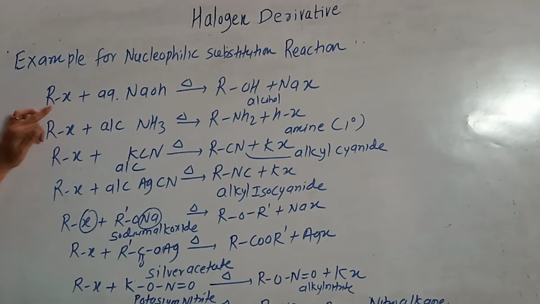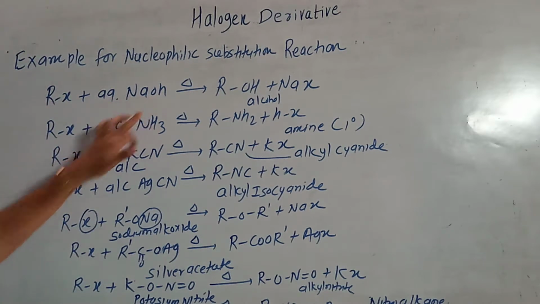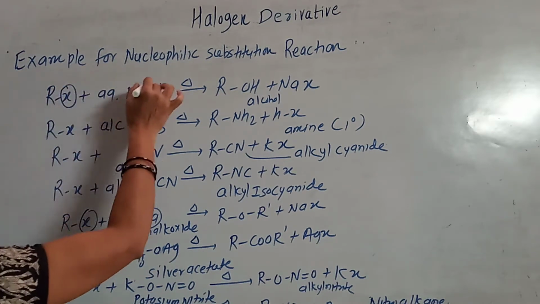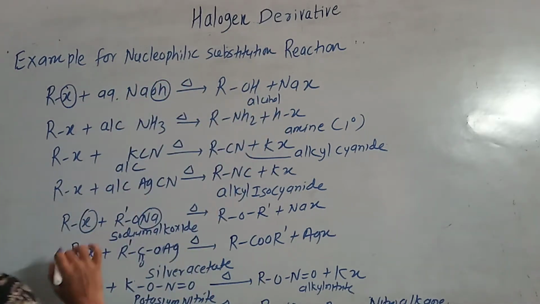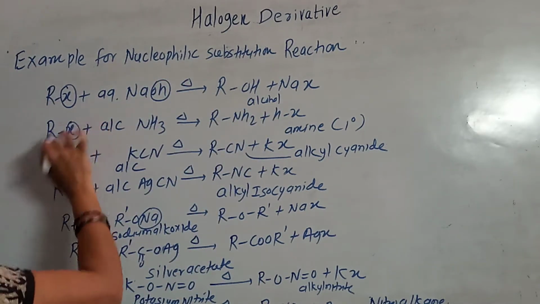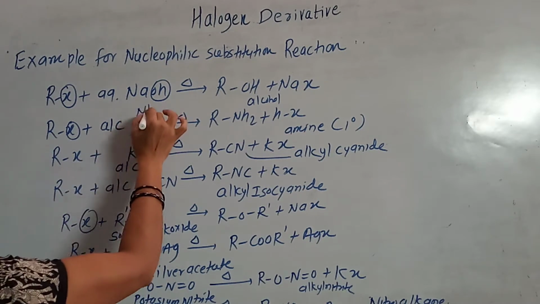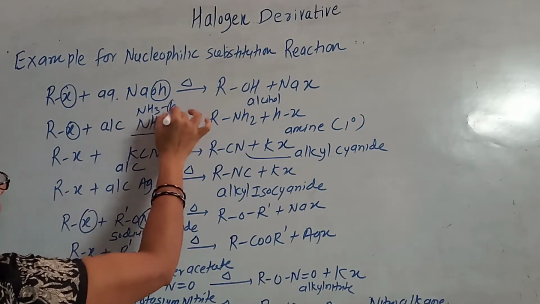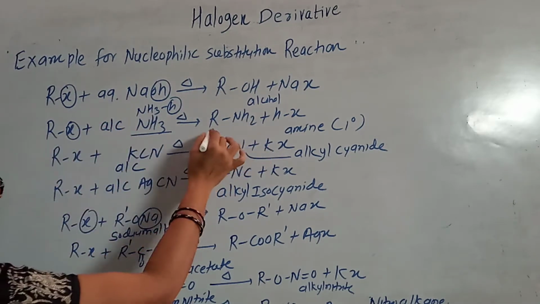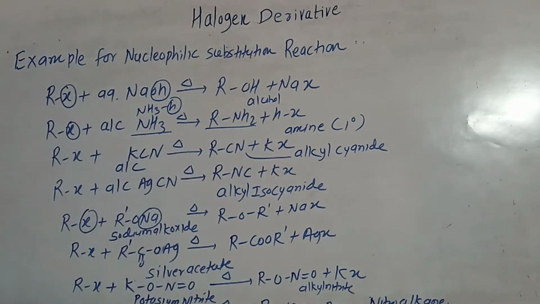So what happened here? When alkyl halide is reacted with NaOH, the X will be replaced by the OH and you get an alcohol as a product. When alkyl halide is reacted with alcoholic ammonia, from the ammonia the hydrogen is replaced with the X and you get HX as a product and you get primary amine.